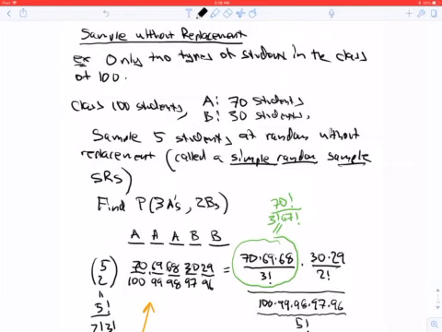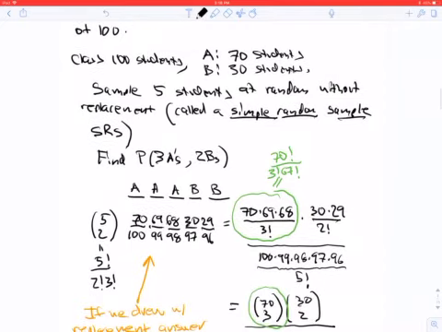Now, when we sample without replacement, let's take a look at this. Say that we only have 2 types of students in the class. It's a very happy class of A's and B's, and I'm drawing 5 students at random without replacement. That's called a simple random sample, or SRS. So find the probability that we have 3 A's and 2 B's.